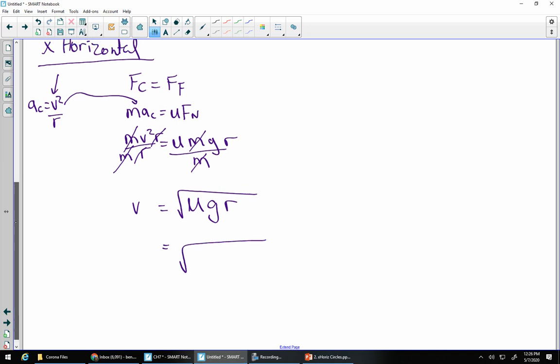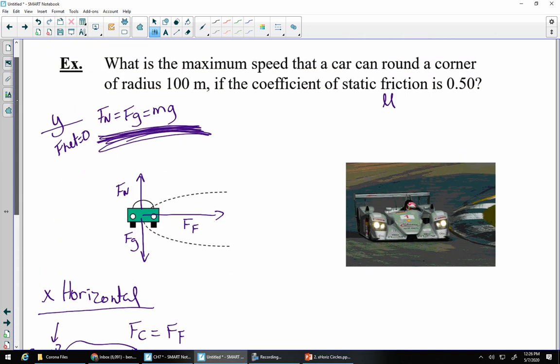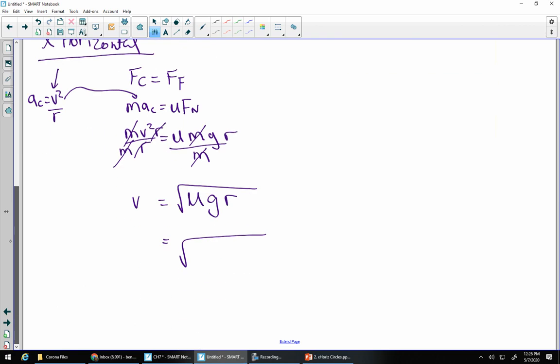So got to go way back up to see what they were. So I've got 0.5 and 100 meters. So coefficient of friction was 0.5. Gravity is 9.81 meters per second squared, or newtons per coulomb. Sorry, that's physics 30, newtons per kilogram. And then the radius was 100 meters.